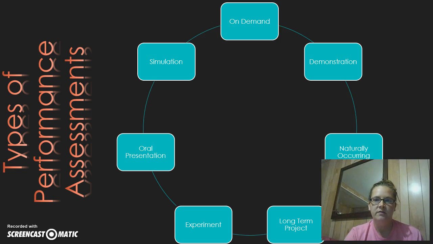The results are a model, a functional object, a report, or a collection. An experiment is an on-demand performance where the student plans, conducts, and interprets a research study. An oral presentation is a verbal expression. This screencast broadcast is an oral presentation example. And then simulation. This is under controlled conditions as an attempt to mimic a naturally occurring event. These can also be computerized.